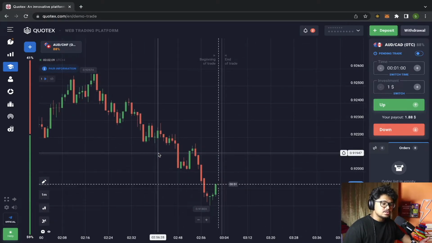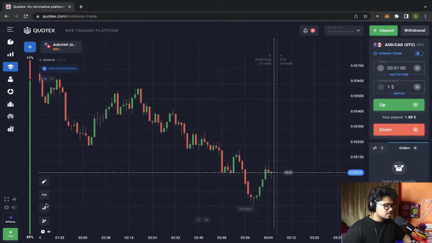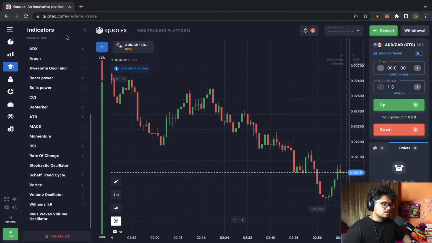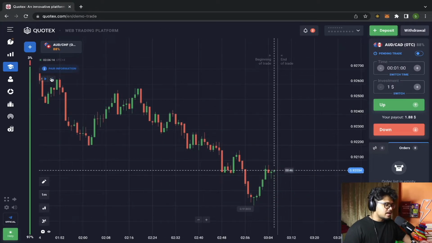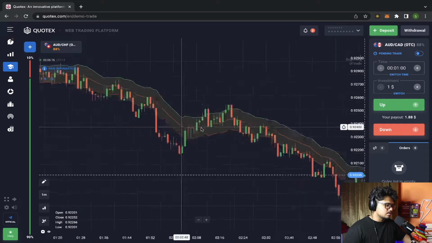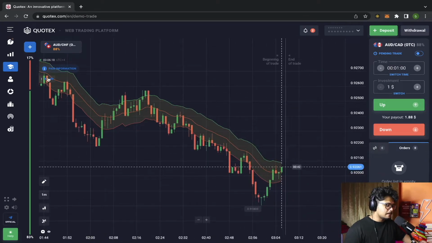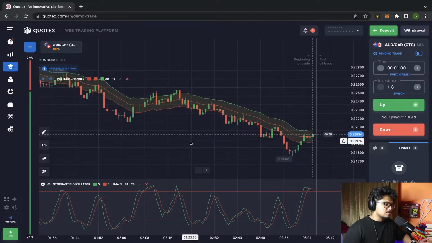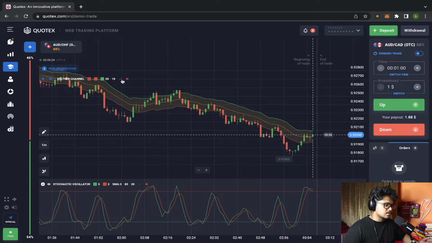Now for this strategy, we will be using multiple indicators. Okay, so for adding indicators, we get down here. Then you can find all the indicators here. So for this one, we're going to use Keltner channel and stochastic oscillator. So I've already added them to my screen. This is the Keltner channel, and this is my stochastic oscillator. So I'll just share my settings real quick so you guys can copy.